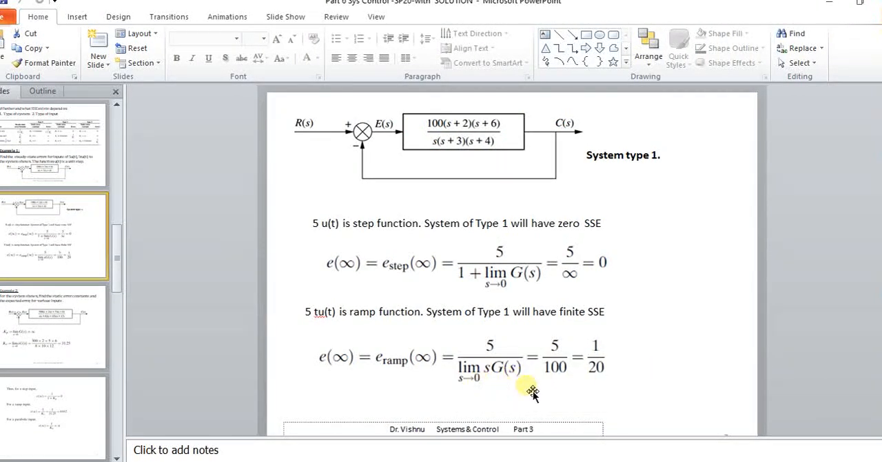Then for this product, if you apply s equal to 0 here, it's like saying 0 plus 2, that is 2, here 6, so 2 times 6 times 100 over, here it is 3 times 4, so 12 in the denominator. If you apply that here, you will get 5 times 1 over 100, that is 1 over 20.